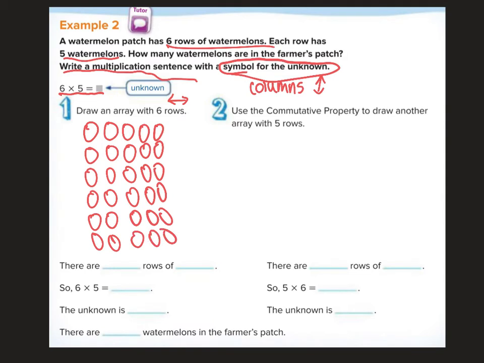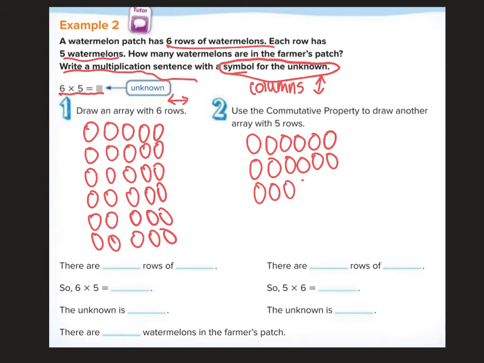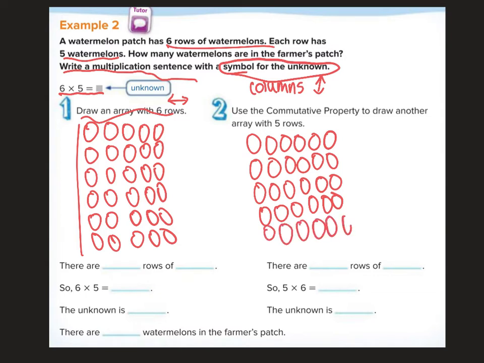And then it says use the commutative property to draw an array with 5 rows. So this time I'm going to do 5 rows of 6. 1, 2, 3, 4, 5, 6. So all I did is I took my 6 rows of 5 and I laid it on its side. Oh, I only have 4. Sorry. 1, 2, 3, 4, 5, 6.